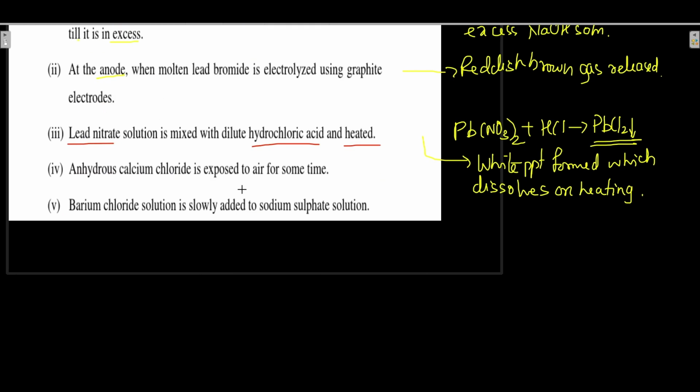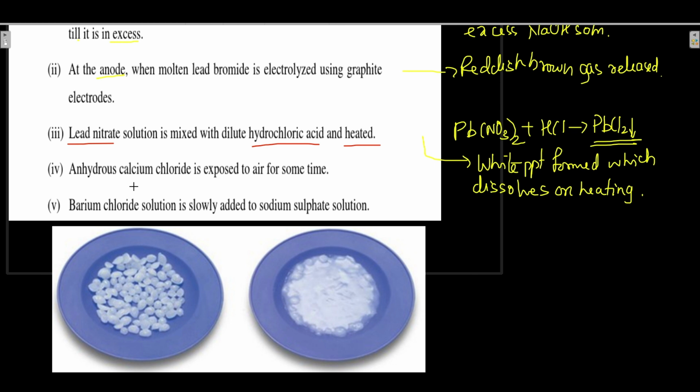Anhydrous calcium chloride is exposed to air for some time. Anhydrous calcium chloride is deliquescent in nature. It absorbs moisture. So you can write either increase in the mass of calcium chloride, or the change in the state of anhydrous calcium chloride from solid to liquid. That can be your observation.